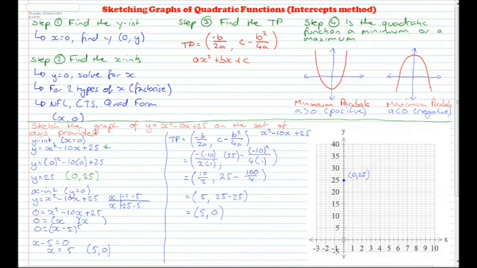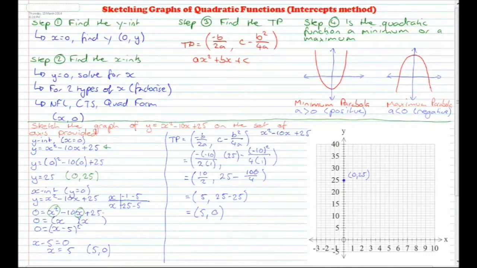Excellent. The next thing we need to do is find the x-intercepts. Of course, to find the x-intercepts, we make y equal 0. So here's our equation, y equals x squared minus 10x plus 25. Make y equal to 0. And we've got how many types of x? Well, we've got an x squared and an x. So that means we must factorize or solve by using the quadratic formula. Let's have a look now.